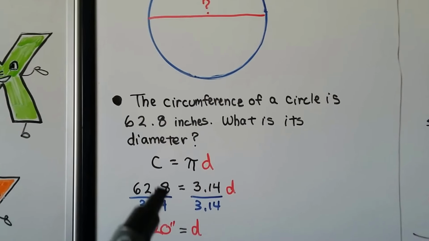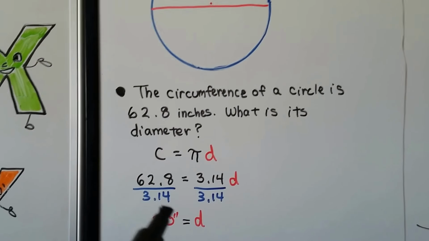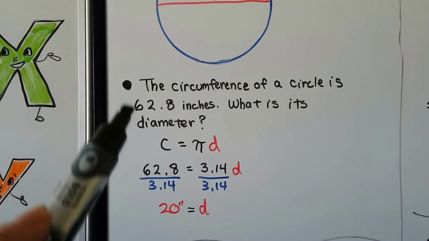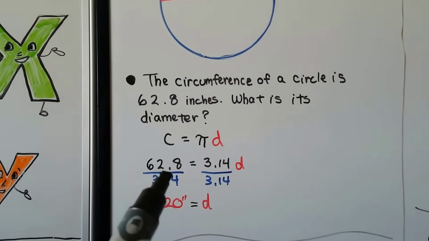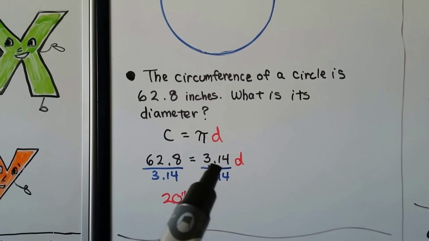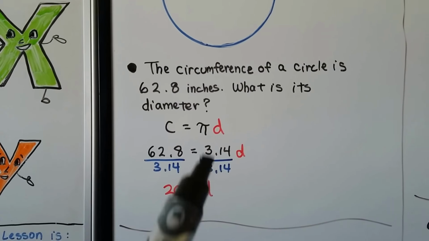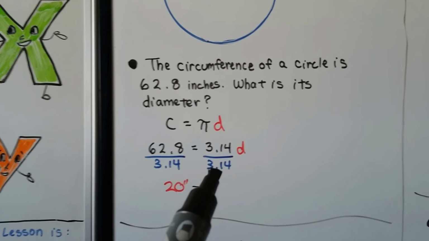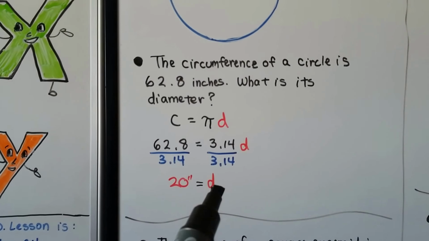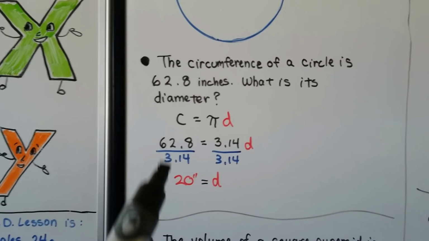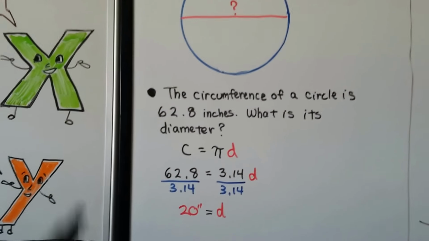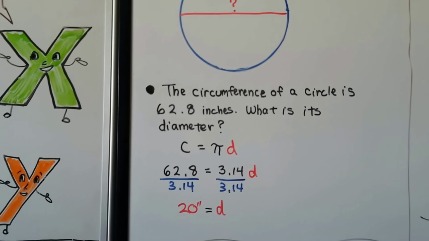So what we can do is, we know pi is 3.14. We put in what we have, 62.8 is the circumference, and it equals 3.14 times d. We divide both sides of the equation by the 3.14 and make a giant 1 here, because it's got the same numerator and denominator, so we have 1d, and when we do the division on this side, we get 20. So we know that the diameter is 20. See?